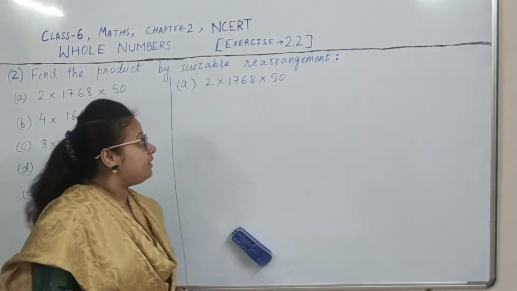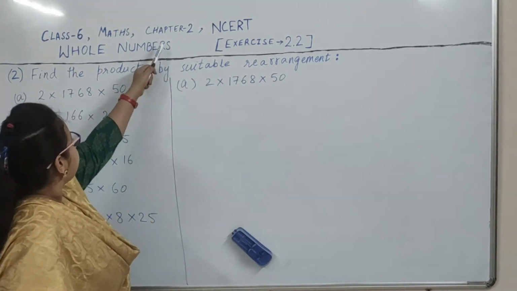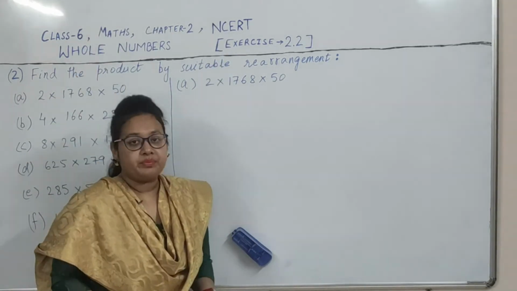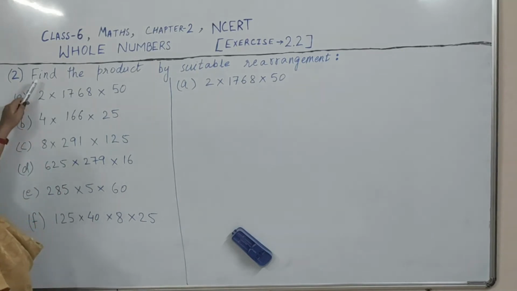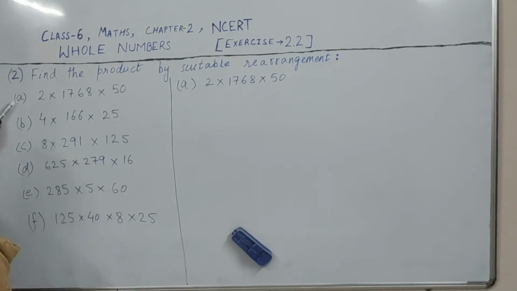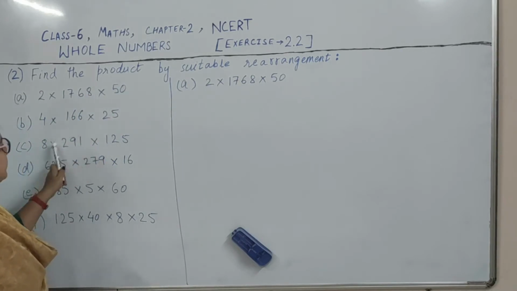In today's class, we will do question number 2 of exercise 2.2 from the second chapter, Whole Numbers, from the 6th class Maths NCERT book. Now let us see what the question is. Find the product, which means we have to find the multiplication of these numbers. Six questions are given: A, B, C, D, E and F. Find the product. Product means to find the multiplication of numbers.